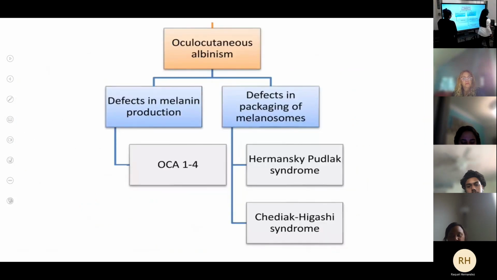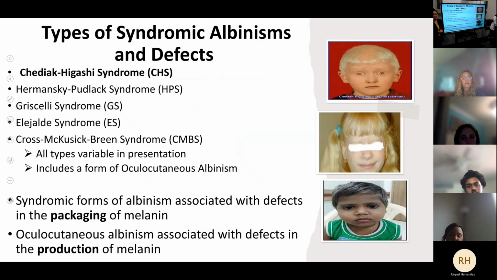Thank you, Louisa. So as Louisa mentioned, she covered defects in melanin production. I'll be covering syndromic albinism, which is a defect in the packaging of melanosomes. Now, for albinism, there is the normal number of melanocytes, but a decrease in melanin production. So there are different types of syndromic albinism. We have Chediak-Higashi, Hermansky-Pudlak, Griscelli, Elejalde, and Cross-McKusick-Breen syndrome. All of these types are variable in presentation.